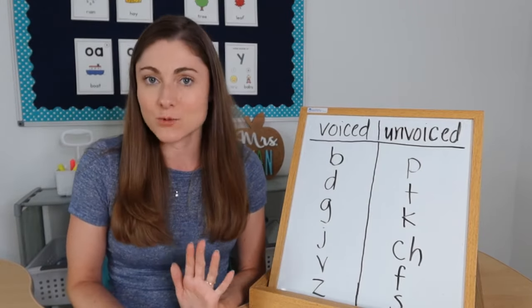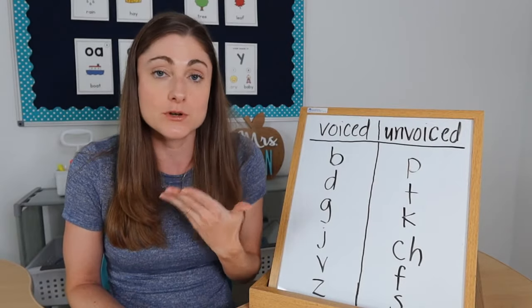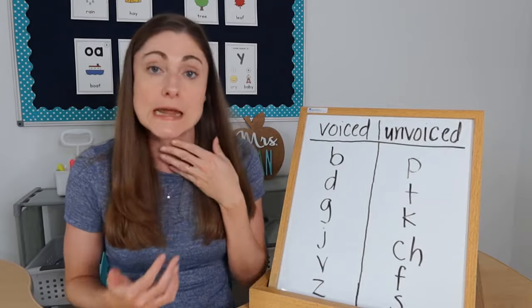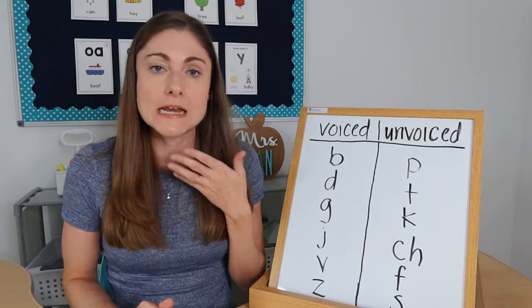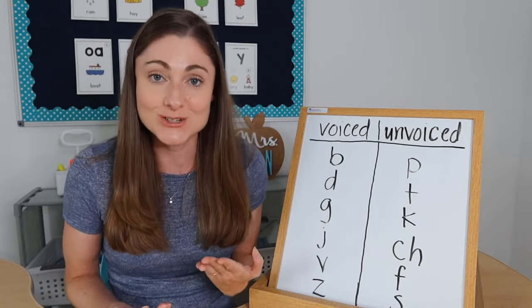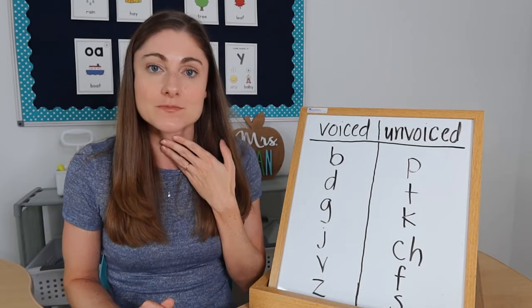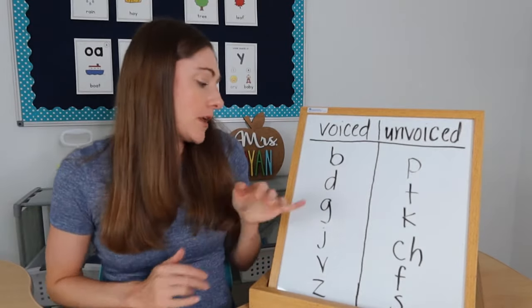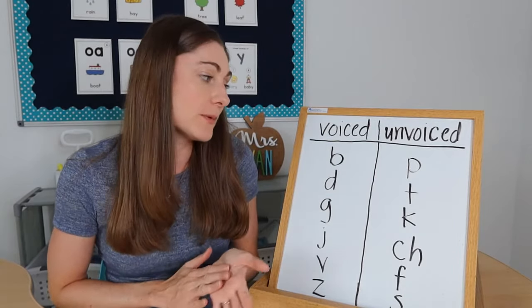All right, so we've got voiced sounds, we've got unvoiced sounds. What are they? Voiced sounds are sounds that are produced with the vocal cords engaged. So for example, the sound b, right? If you put your hand, which I encourage you to do, on your throat or your neck right here, b, you're gonna feel them vibrate. Another example is g, right? You feel the vocal cords vibrate.